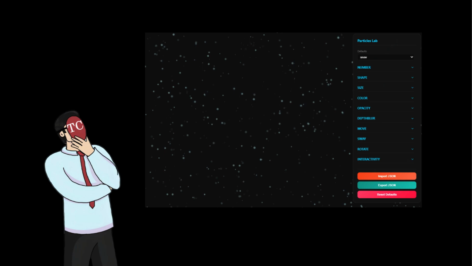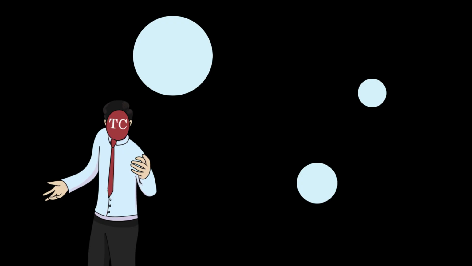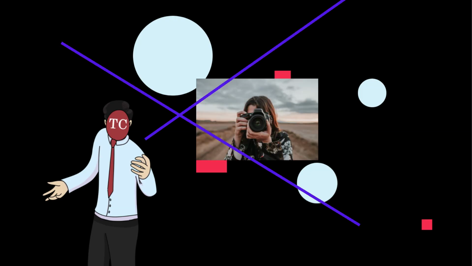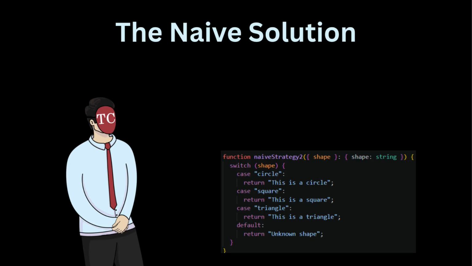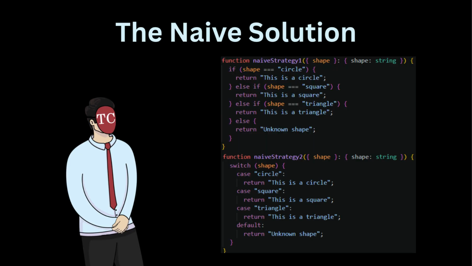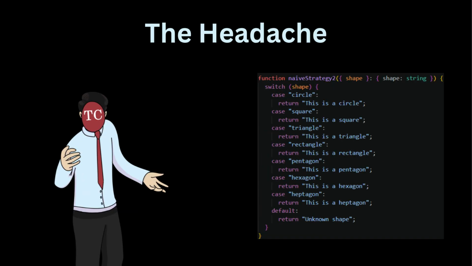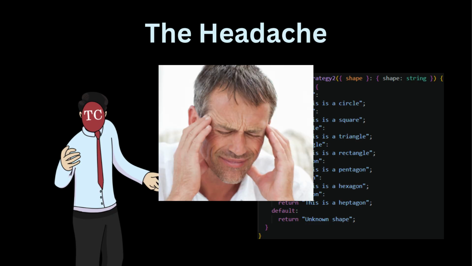Imagine you're building a particle system where you want to support multiple drawing modes like circles, squares, images, lines, etc. The naive solution would be something like a switch statement or a huge if-else statement. As more drawing modes are added, this becomes a large conditional block that is hard to extend, test, and maintain. Every new drawing method forces you to modify existing code.